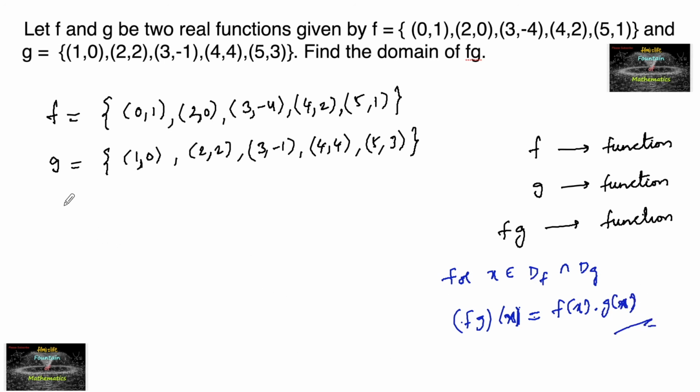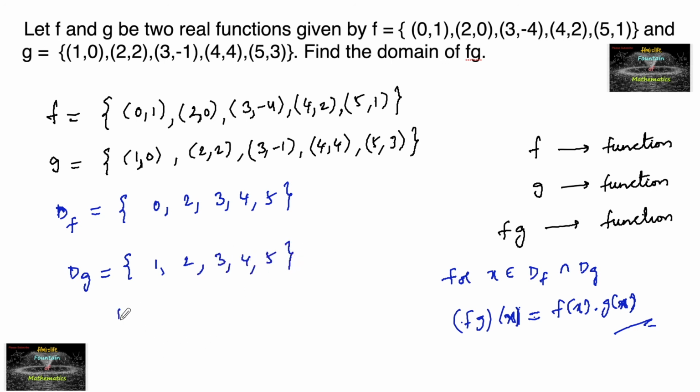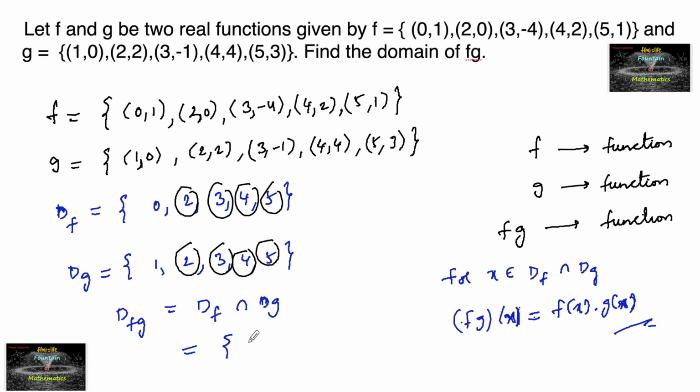Okay, and let us find the domain of f and domain of g. So the domain of the function f is, taking the first elements, 0, 2, 3, 4 and 5. And the domain of the second function g, taking the first elements, is 1, 2, 3, 4 and 5. The domain of fg can be taken as domain of f intersection domain of g. So that's nothing but the intersection, we take out the common elements. 2 is common, 3 is common, 4 is also common, 5 is also common. So the domain of fg is 2, 3, 4 and 5. Okay. Thank you.